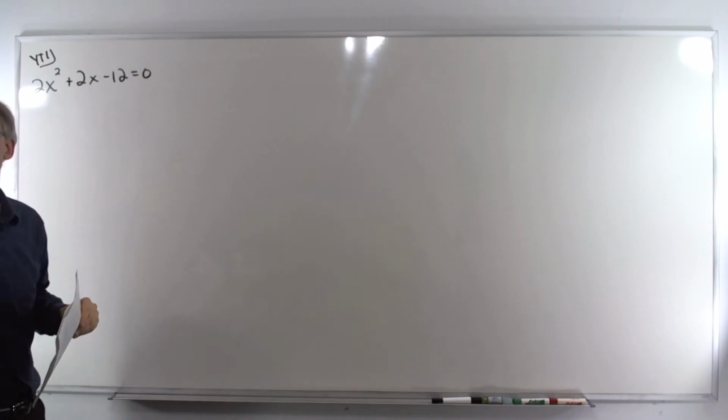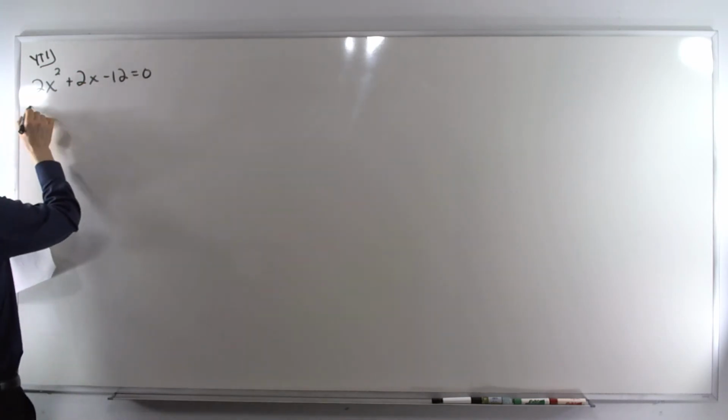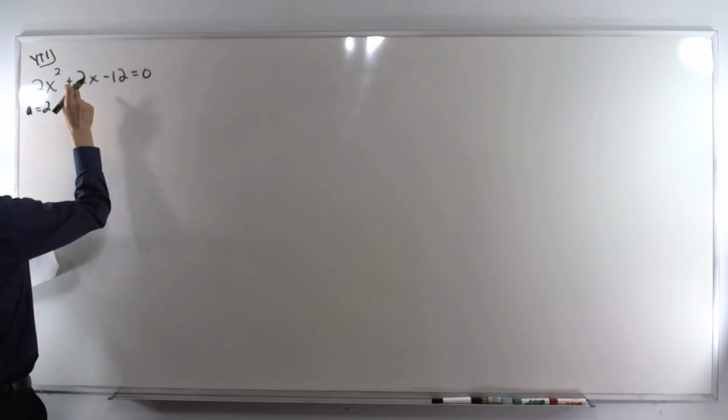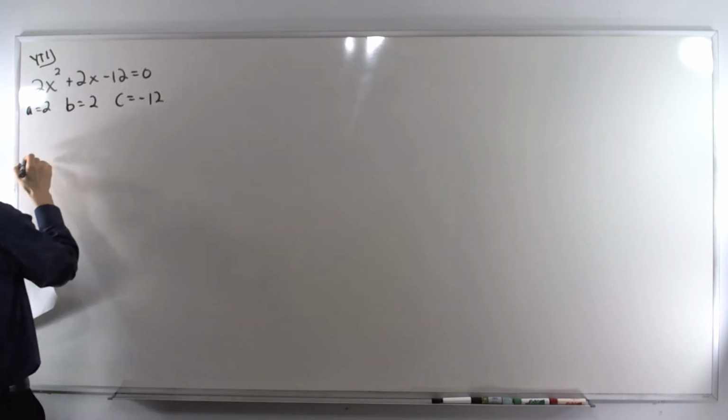So we're already in standard form. Let's go right to picking out A, B, and C. All right, on the x squared term, we got a 2, so there's A. The x term is a 2, so there's B. And the constant is 12, or negative 12, so C equals negative 12. All right, let's plug them in.